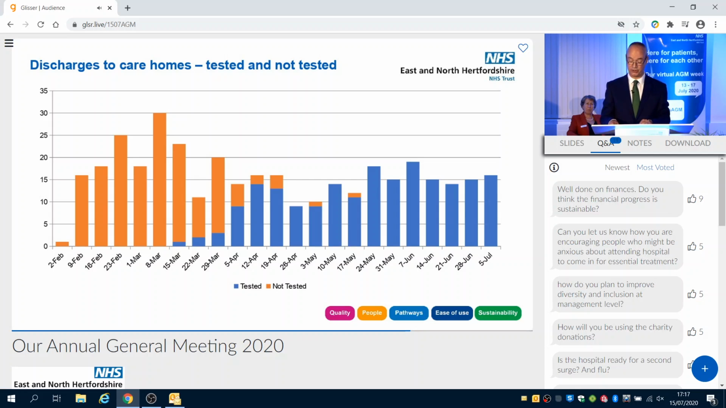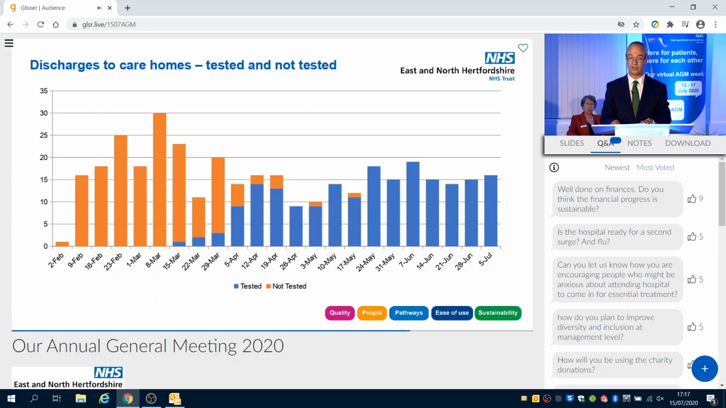Anticipating the predicted surge in COVID demand, you can see from this slide that we discharged more patients to care homes than normal from mid-February to mid-March. From the 17th of March, all hospitals were required to discharge inpatients who were medically fit to leave. But you can see by then, our discharges to care homes had reduced.